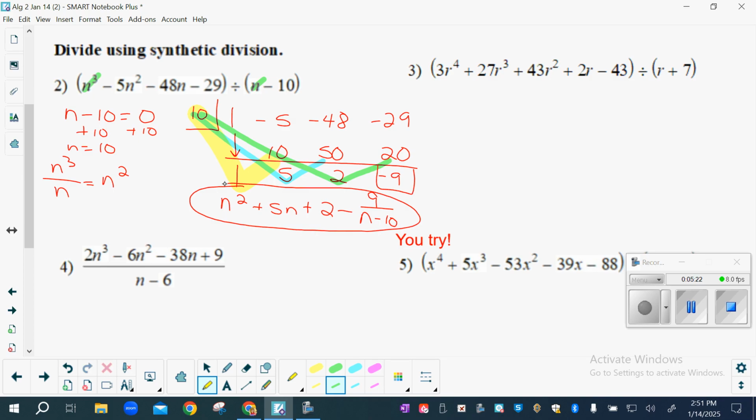Okay, so let's do the next one. Number 3. How do we start? The same way. And then you subtract it. R plus 7 is 0. So what's R equal to? R equals negative 7. So now we're going to put a negative 7 here, sideways L, and then we're going to take our coefficients.